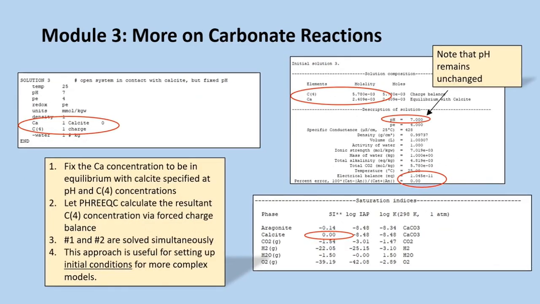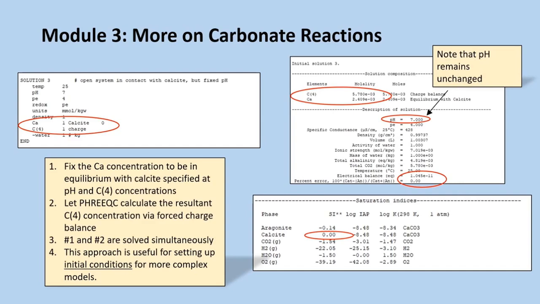But there's yet another approach for setting up a problem with the same constituents. Here, we set the calcium concentration to be in equilibrium with calcite at the specified pH and inorganic carbon concentrations. This is done with the mineral name listed after the concentration in the input file, followed by the log saturation index. So let freq-C calculate the inorganic carbon concentration via forced charge balance, adding or subtracting as needed.